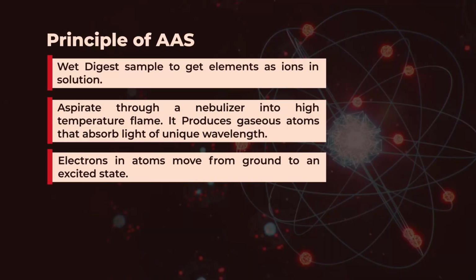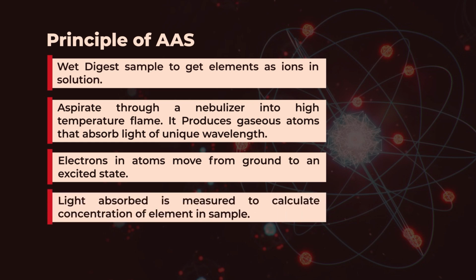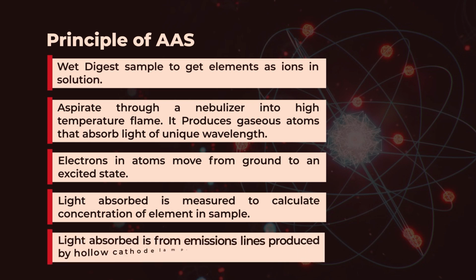I already told you the cathode lamp has the same metal which is the targeted metal we are analyzing. So it is coming from the cathode lamp of unique wavelength, the same wavelength at which the metal is being tested. Electrons in the atoms move from ground state to the excited state, and the light absorbed in this process of going from ground state to excited state is measured, and that is used for knowing the concentration. So, light absorbed is from emission lines produced by the hollow cathode lamp. The hollow cathode lamp emission lines are the same as those of the metal we are examining.